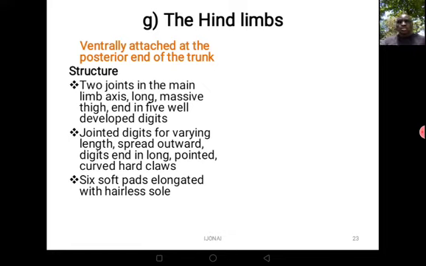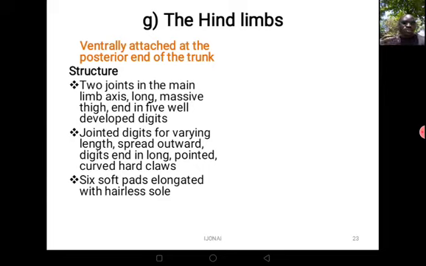So we have looked at the forelimbs, and not much is in the hind limbs as well. It's quite similar, except there are few differences. When you look at the hind limbs, you realize that ventrally they are attached at the posterior end of the trunk. That's why they are called hind limbs. They are attached behind the trunk. Their structure, they have 2 joints in the main body limb, and then they are long, massive. They have a massive thigh, which is very muscular, and then they end up into 5 digits, which are well developed. So they have some slight similarities with the forelimbs.